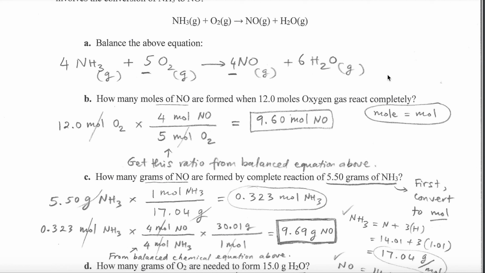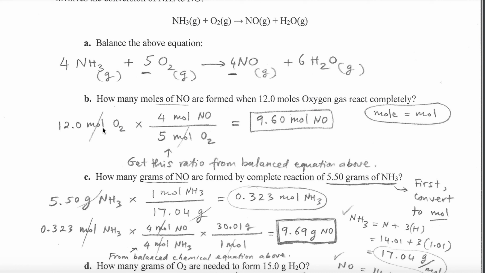Okay, so the question asks how many moles of NO, nitrogen monoxide, are formed when 12 moles of oxygen gas react completely. We're given moles of oxygen gas. That's good, so mole is ready to go. We don't have to convert it to mole anymore. Sometimes we convert mole to gram and gram back to moles. We don't need to do that.